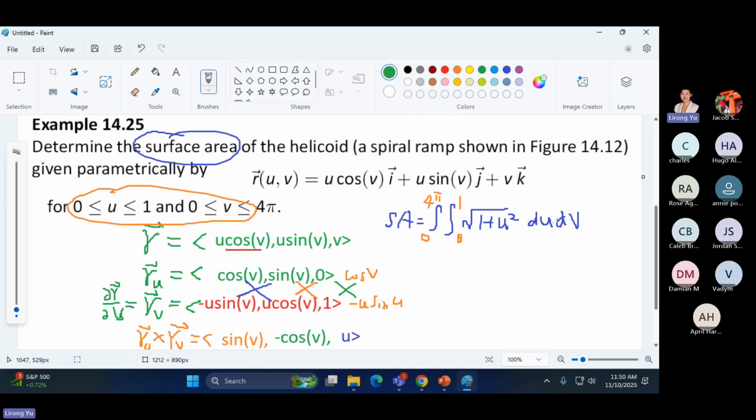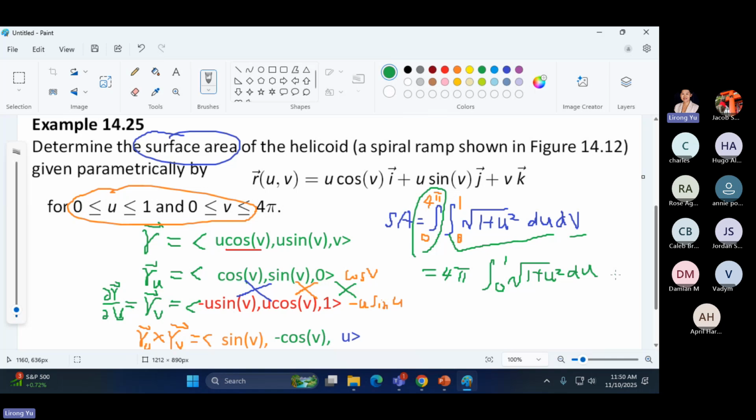I realize this integration only has u in it, and then the dV would be an independent integration. So 0 to 4 pi dV is 4 pi. So the calculation is 4 pi times the integral from 0 to 1 of the root of 1 plus u squared. I wonder if you have a fast way of doing this integration.